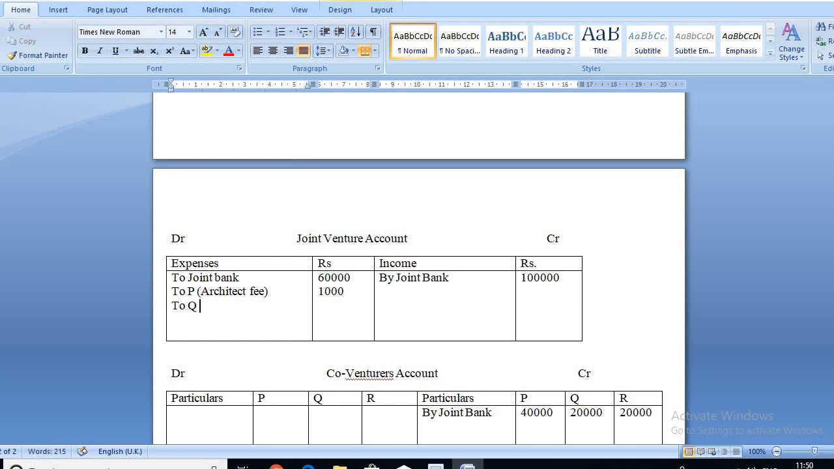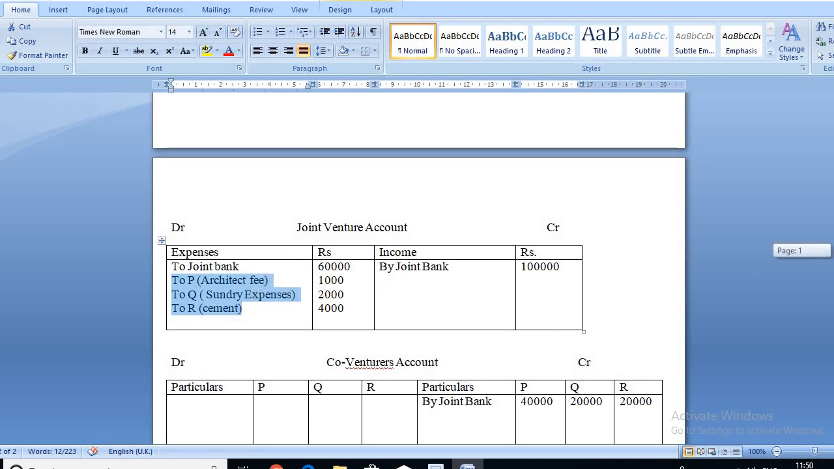And Q paid sundry expenses. How much? 2,000. And R paid cement, how much? 4,000. So debit aspect is over. Now for the same entry, we have to make another aspect, that is credit aspect. So here P, Q and R is debited.